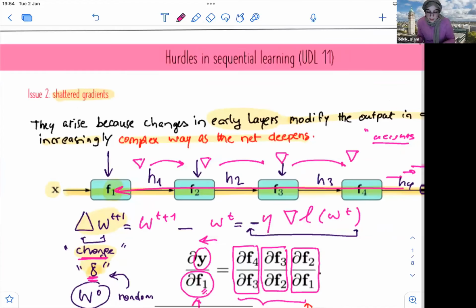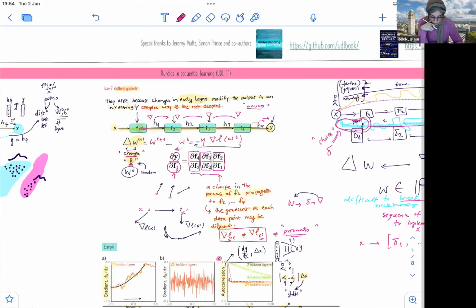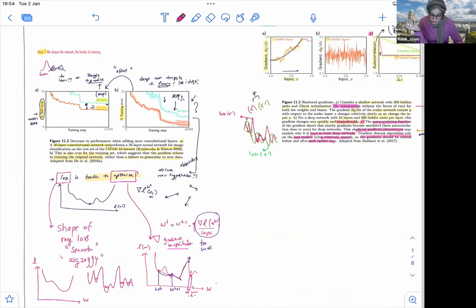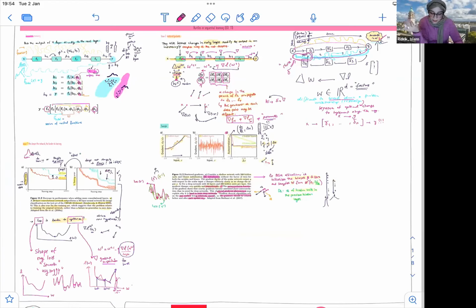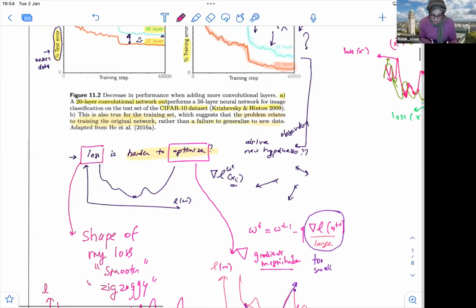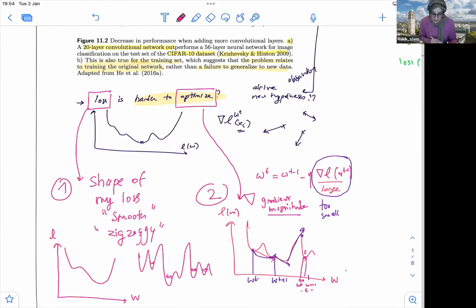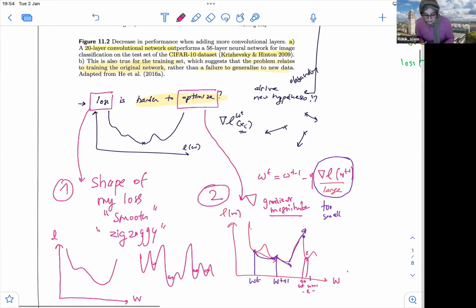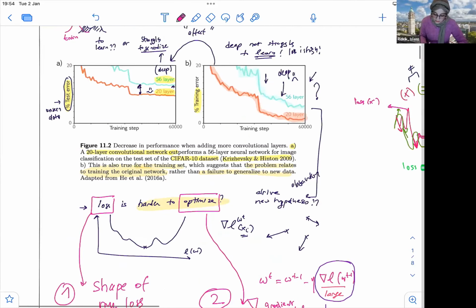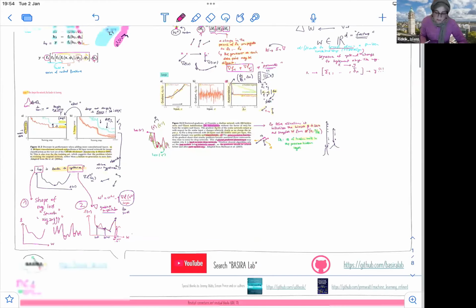Getting deep is a problem. We have the problem of shattered gradients. It's hard to train, it's hard to learn, and we now have some insights into why that happens. It is because of these gradients and because of the shape of the loss. As I mentioned here, two factors: the shape of the loss and the magnitude and the direction of the gradient. All right, now let's look at how we can solve this problem. And we will introduce in a bit residual networks.